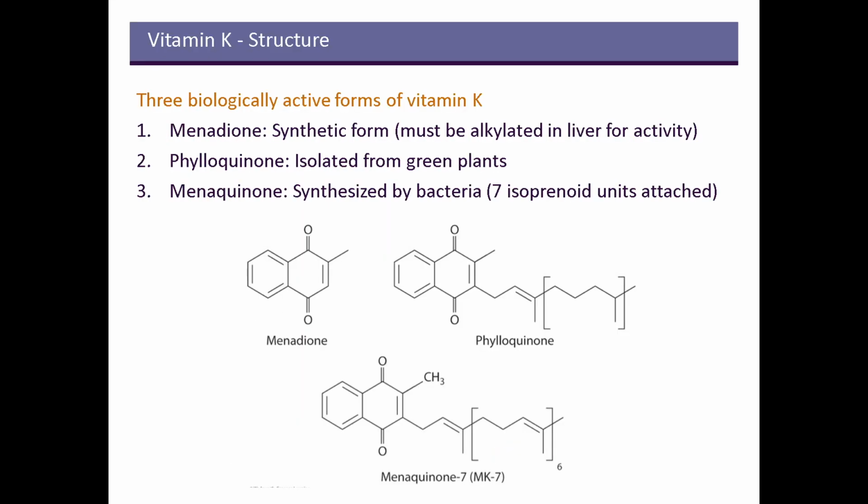There are three forms of vitamin K. The synthetic form, which is found in supplements, is menadione. The plant form is phylloquinone. And menaquinone is found in animal products. This is typically by intestinal bacteria synthesizing it.